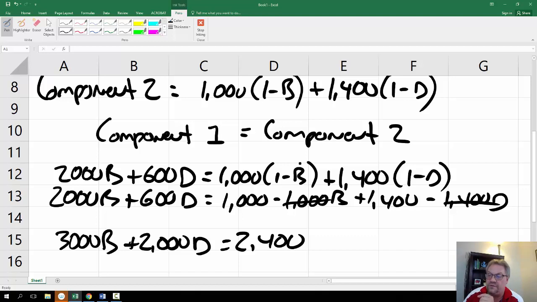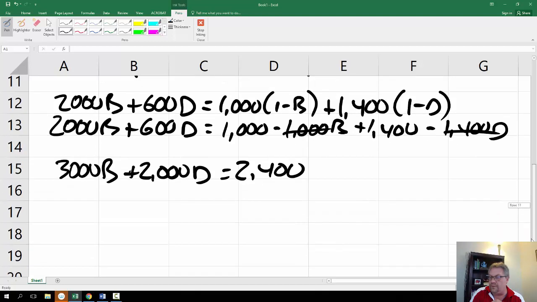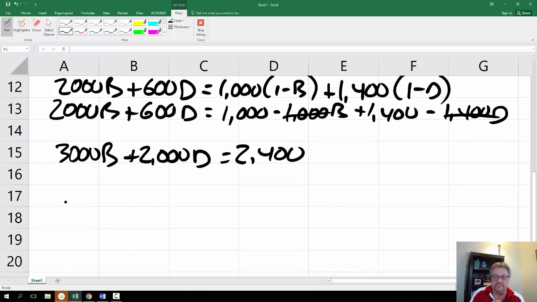I have to put a constraint on B and D because they both have to be less than or equal to 1, right? Remember, B is the proportion of time that Buffalo spends on component 1. Well, the most that can be is 1, right? The least that can be is 0. And then same with Dayton, all right? So you formulated this problem to something like this.